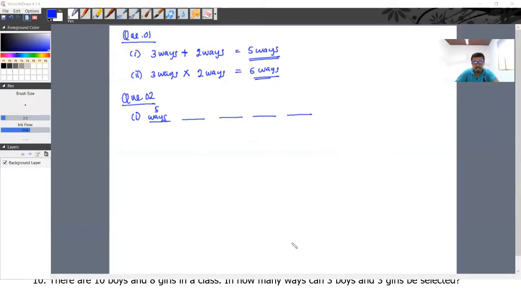4 options. Yes, there are 4 options, 4 ways. Okay, assume I have put a digit here as well as a digit here. Now to put a digit to this place, how many options do I have? 3 ways. Yes, there are 3 ways.